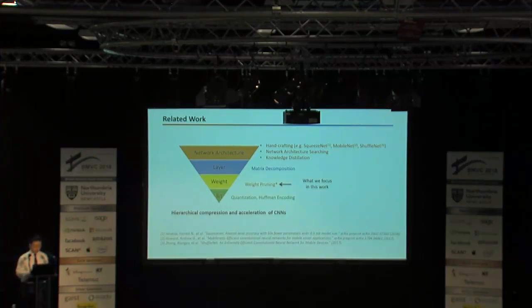The weight level means that we try to eliminate some weights in a network so as to save computation. And the last and the smallest level is the bit level. At the bit level, we try to do some quantization, encoding of bits, to further reduce its storage. So that's four levels, and our work focuses on the weight level.